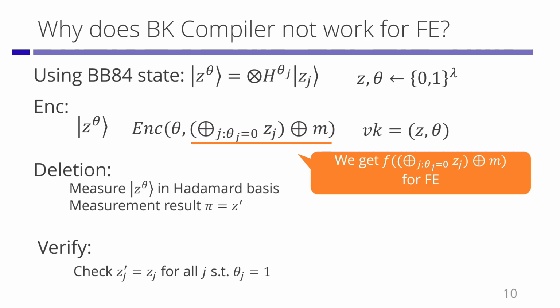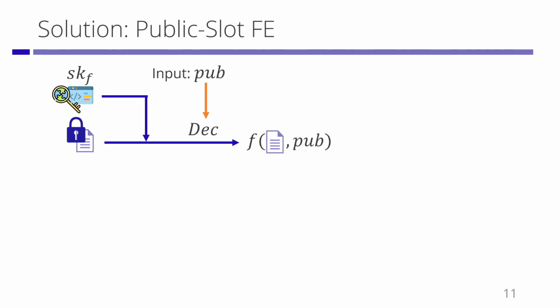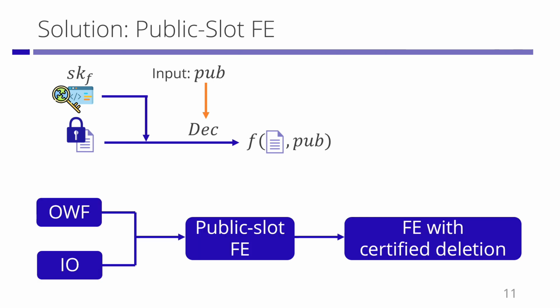This is the problem. To solve this problem, we introduce the notion of public slot FE. This is almost the same as standard FE, but the decryption algorithm is slightly different. The decryption algorithm takes the ciphertext, the functional decryption key, and a public input, and then outputs F of plaintext and this public information. This is public slot FE. We can achieve this new primitive by using one-way functions and indistinguishability obfuscation.